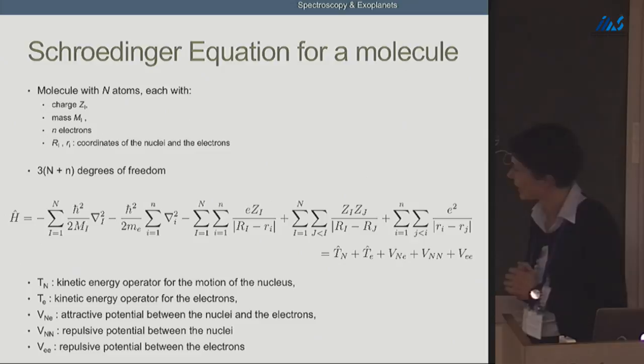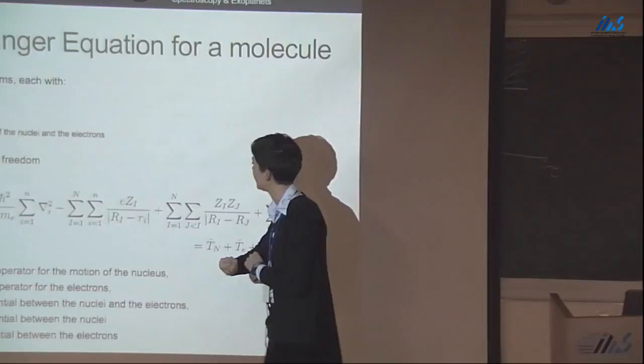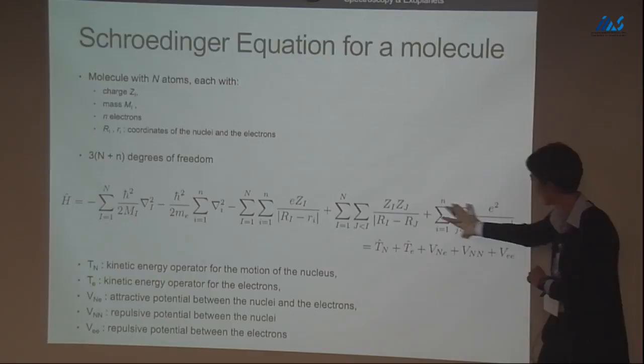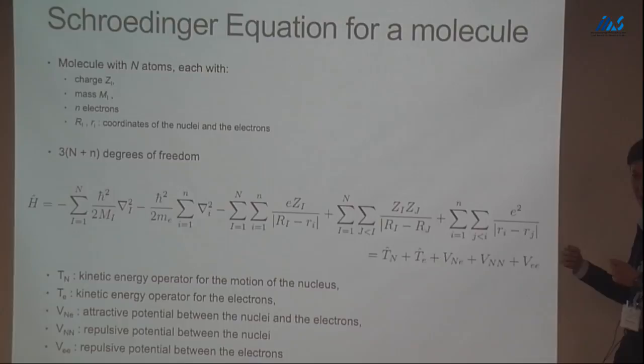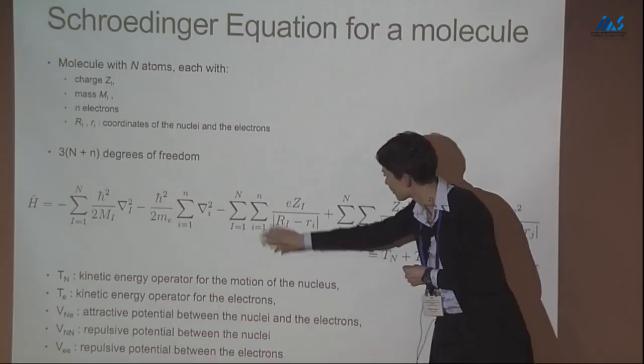Here we have several terms. Here is the kinetic term, one for the nuclei, and these are for the electrons. Then I have some potential terms. The potential terms are these two parts. They are plus because the nuclei with each other and the electrons with each other have a repulsive potential. And so this is the potential for the electrons, and this is for the nuclei. And then there is an extra potential that is between the two, nuclei and electrons.